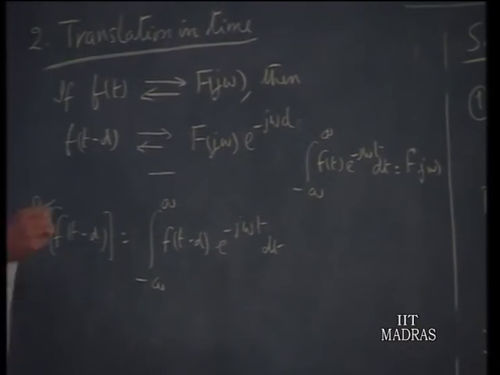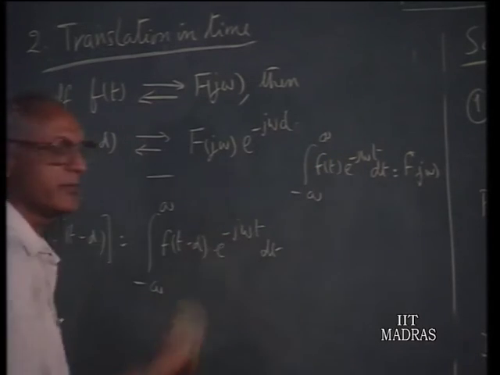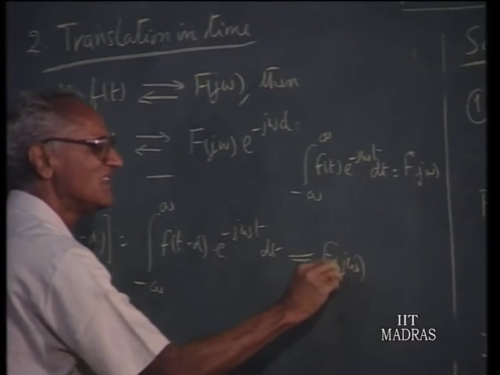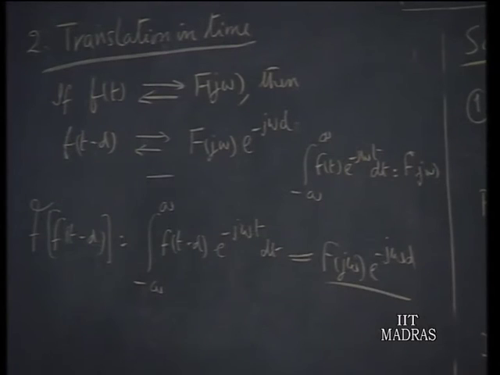And then you have the e^(−jωd) term coming outside. Then you will have the integral from minus infinity to plus infinity of f(x) e^(−jωx) dx, which is indeed F(jω). So it can be shown that this is equal to F(jω) e^(−jωd). Very, very useful result. Extremely useful result.